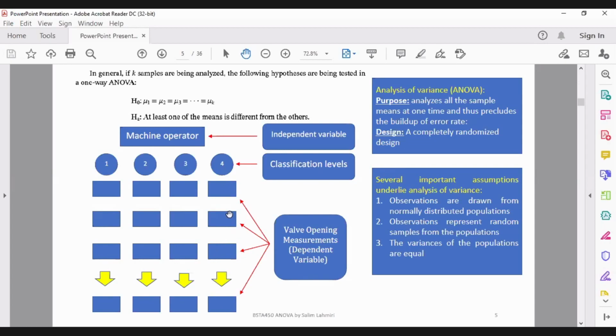This is a very strong assumption. Two strong assumptions: observations should be drawn from a normal distribution. This is a very strong assumption. And the second assumption is that the variance of measurements is equal across all experiments: experiment 1, experiment 2, experiment 3, experiment 4. Questions regarding this?